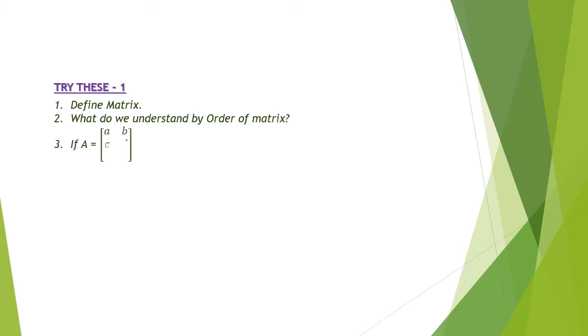They are very simple questions. You have to define general questions. Define matrix, and what do we understand by the order of a matrix, you can do that. You can count how many elements there are and write the order of this matrix. You can do it easily.